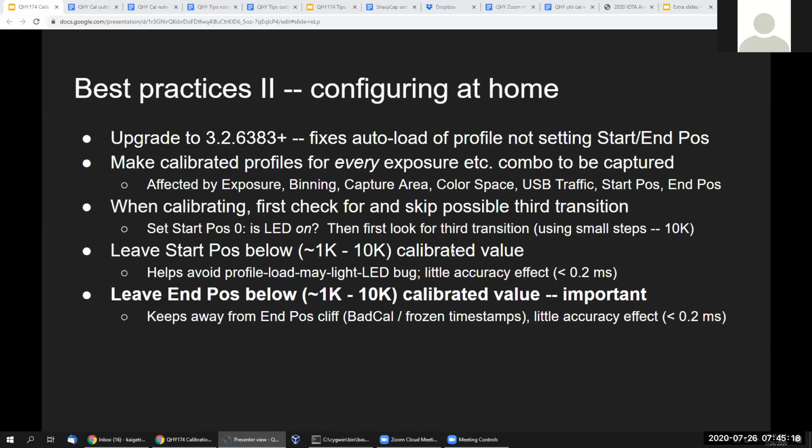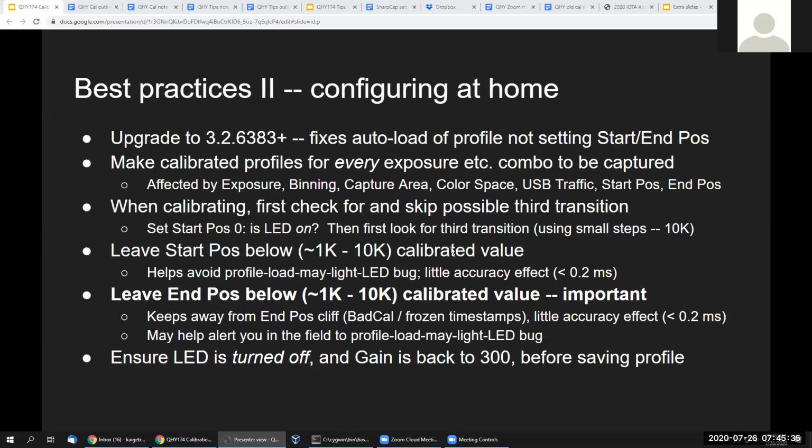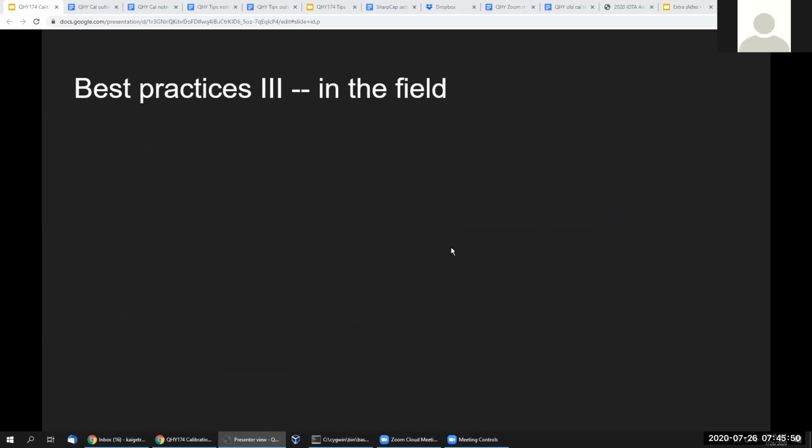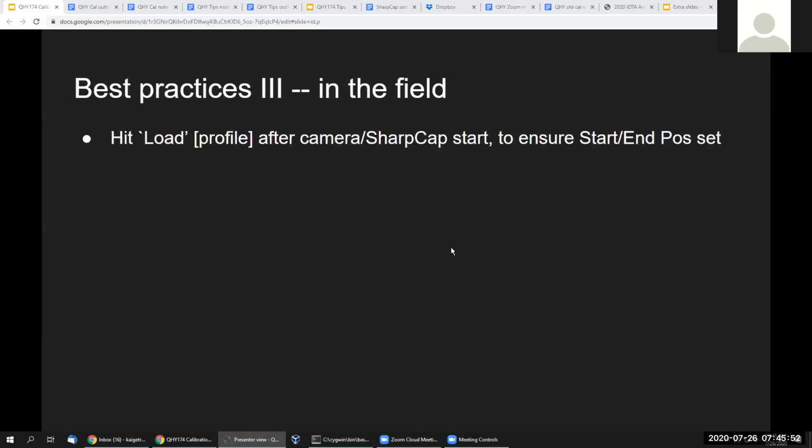And that clock skew in the field that I suspect could be happening could be pushing us over the cliff. But if we have a bigger buffer, we can deal with that. As a bonus, it'll alert you to another bug that's still there. You'll see the LED brighter if it accidentally gets lit, so you'll know to turn it off. And of course, just as a sanity check, make sure the LED is turned off in the profile and gain is back to 100, 300 before saving the profile. So these are my best practices for before I go out in the field to set up all my profiles and stuff. My last slide is best practices in the field.